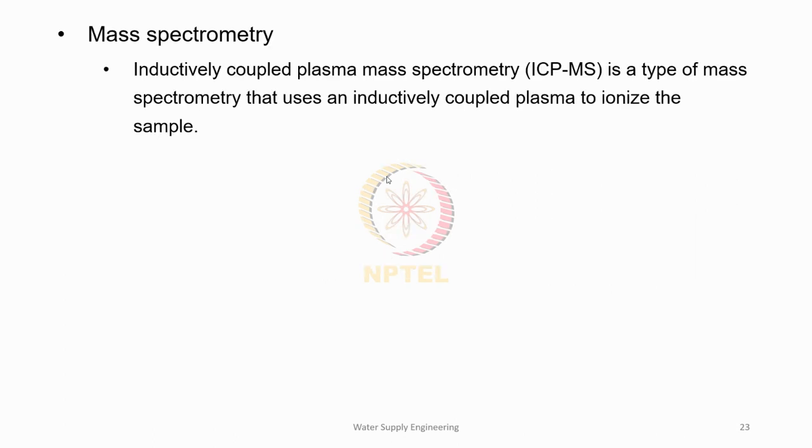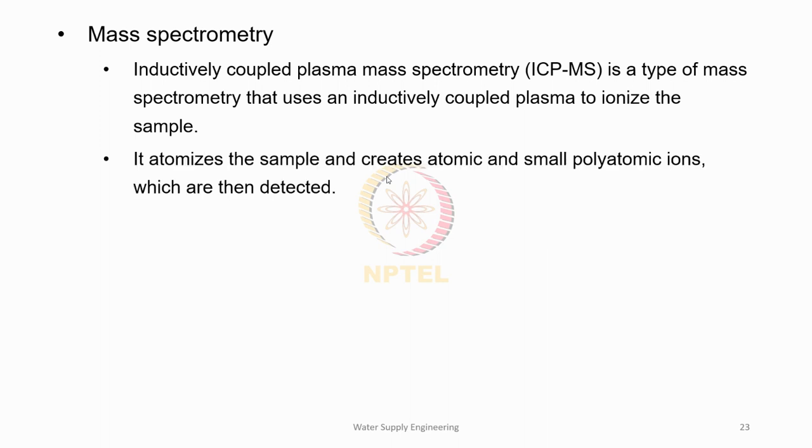The third option was mass spectrometry. Inductively coupled plasma mass spectrometry, or simply mass spectrometry, will use inductively coupled plasma to ionize the sample. We have different types of mass spectrometry depending upon the method that we use to ionize the sample. Since that is beyond the scope of the syllabus, we are not going into that.